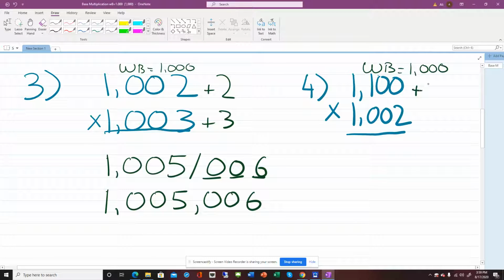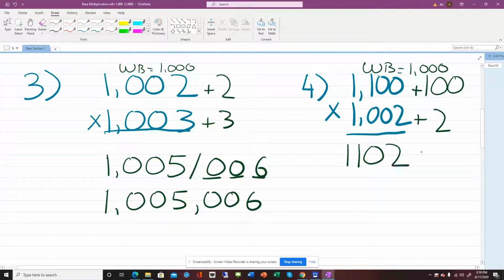Surplus of 100 from the working base. Surplus of 2 from the working base. So let's cross add. You know what? In my opinion, it's easier to do it this way, which is also one of the viable options. Add the surpluses, so you get 102, and then add that to the base. So 1,102.